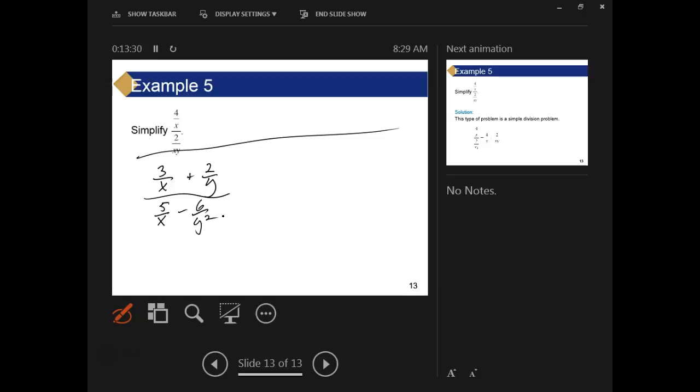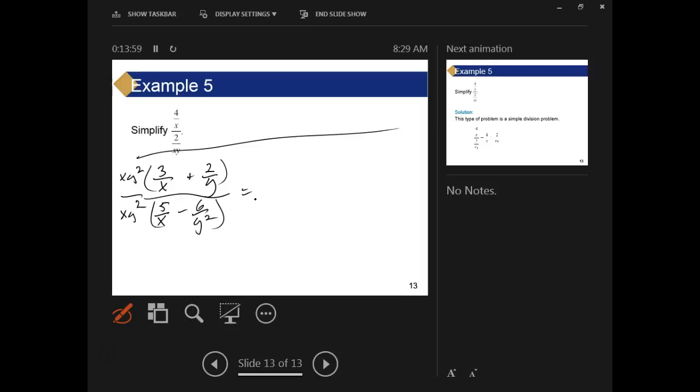xy squared, because x will go to xy squared, y will go to xy squared, x will go to xy squared, and y squared will go to xy. All of them will go into that. So what do we do with that least common denominator? Multiply both the numerator by xy squared and the denominator by xy squared and see what happens. Okay? And again, we're going to distribute.